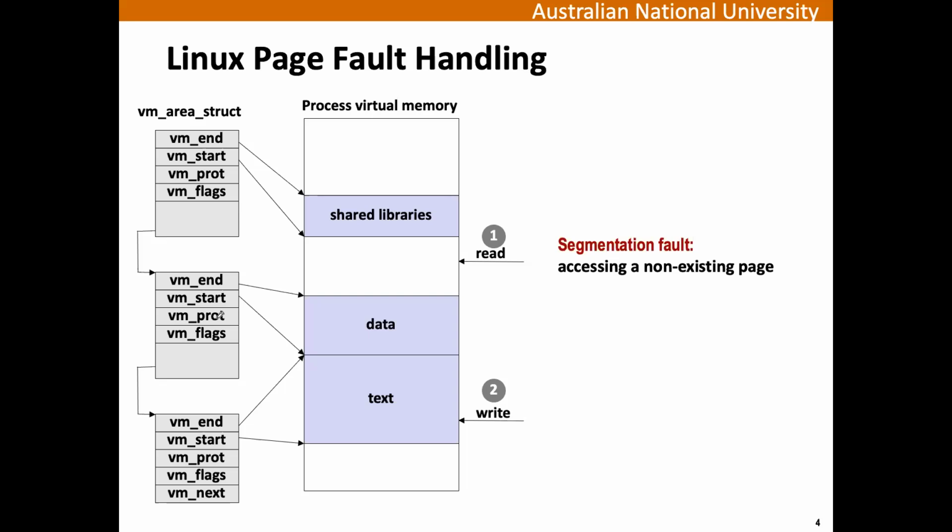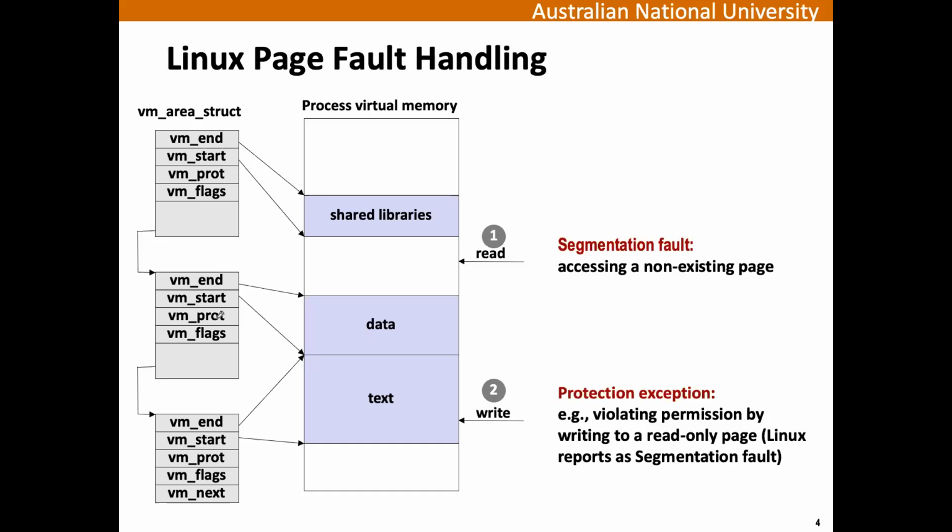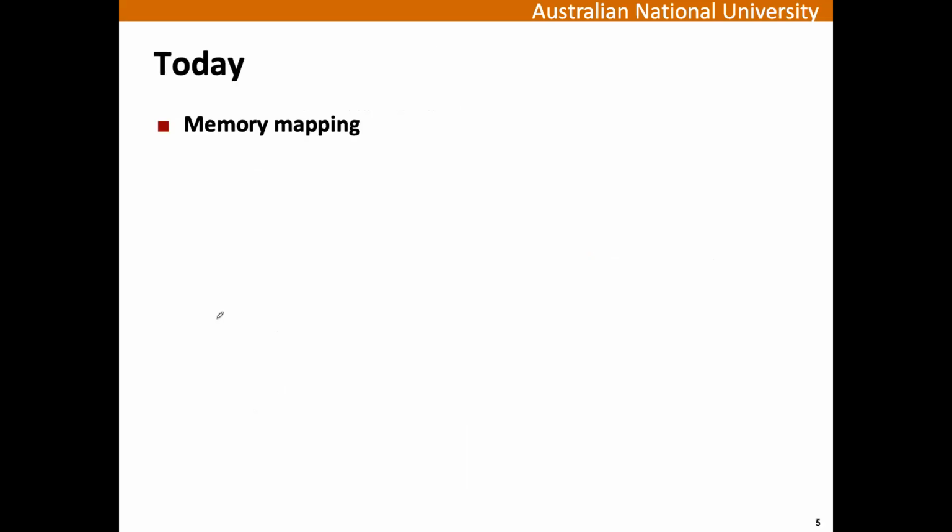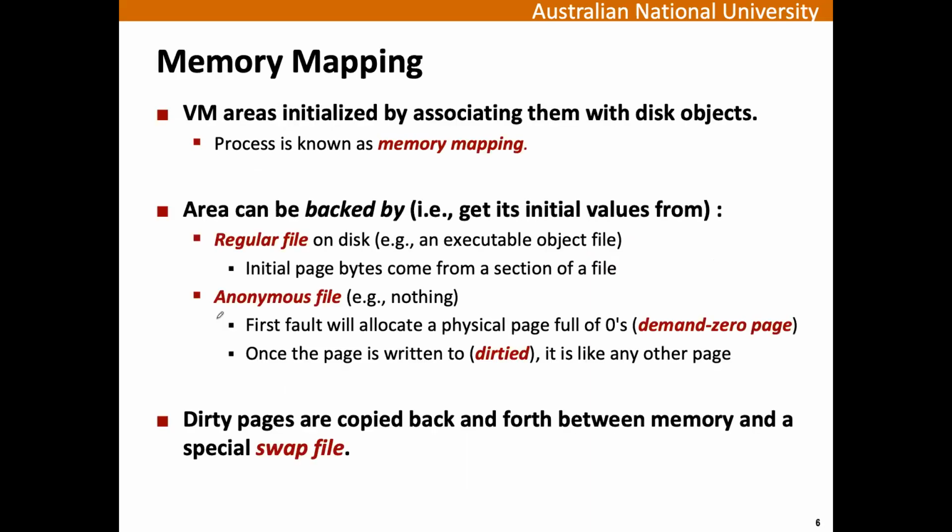A user process might try to write in an area for which it does not have write permissions, and there is a general protection exception. And then there is the normal page fault, where the kernel will do the normal mapping of virtual page to physical page and bring something from disk and choose a victim page and all that. So we were looking at memory mappings, and there are two types.